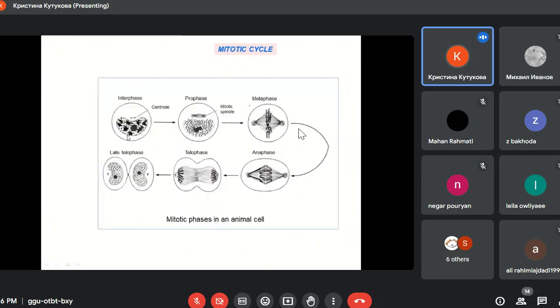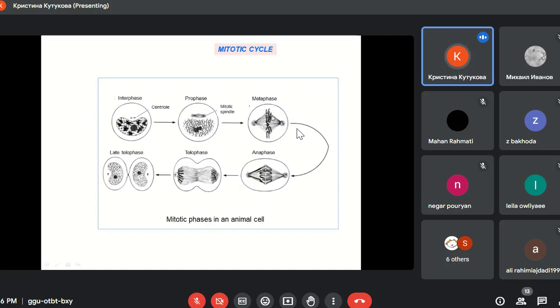Interphase is when the cell doesn't divide. It has the nucleus with nucleolus, centrioles, and DNA is in the form of euchromatin and heterochromatin. Next, prophase, when the cell starts its mitotic cycle, the mitotic spindle appears, the DNA now becomes visible because the chromosomes are formed from the chromatin. The membrane of the nucleus disappears.